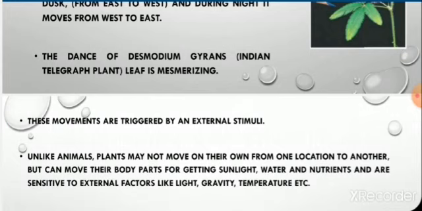What they say about this Desmodium gyrans is that there is swelling and shrinking of motor cells, mainly in the pulvini. What is pulvini? Pulvini is the plural for pulvinus. And what is pulvinus? It is the base of the leaf. Actually, this Desmodium gyrans is a compound leaf, so you have three leaflets. At the base of the leaflets, you find the pulvinus.